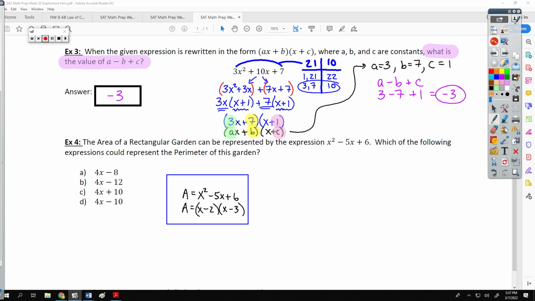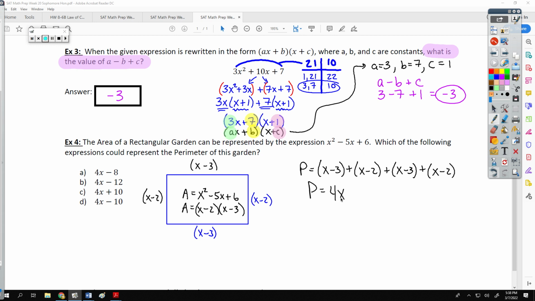What we have done is come up with expressions for the length and the width of the garden. Because those are the length and the width, we can actually copy them over to the other sides of the rectangular garden, which allows us to then find the perimeter. The perimeter would be x minus 3 plus x minus 2 plus x minus 3 plus x minus 2. We would add up the four sides of our rectangular garden. So the perimeter would be 4x minus 10 units. 4x minus 10 units is example D.